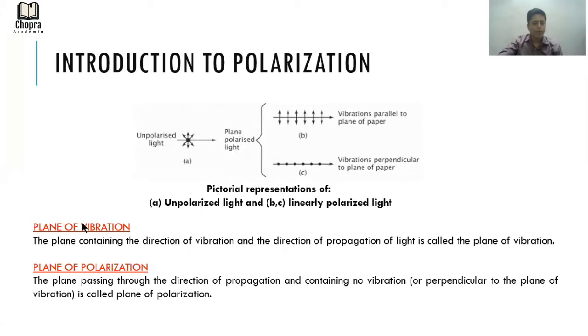Now, two important terminologies. What is plane of vibration? Plane of vibration is the plane containing the direction of vibration and the direction of propagation of light. Plane of polarization is the plane passing through the direction of propagation and containing no vibration, or perpendicular to the plane of vibration.